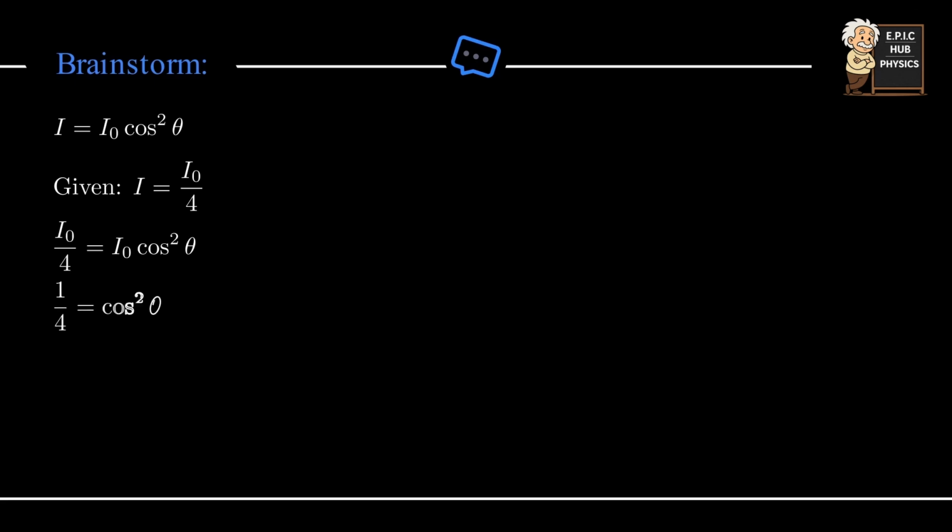Now let us calculate step by step. Taking Malus's law equation, I equals I0 multiplied by cosine squared theta. The transmitted intensity after the polarizer is given as I equals I0 over 4. Substituting this into Malus's law, we have I0 over 4 equals I0 multiplied by cosine squared theta. Dividing both sides by I0 simplifies the equation to 1 over 4 equals cosine squared theta. Taking the square root of both sides, we get cosine theta equals 1 over 2.